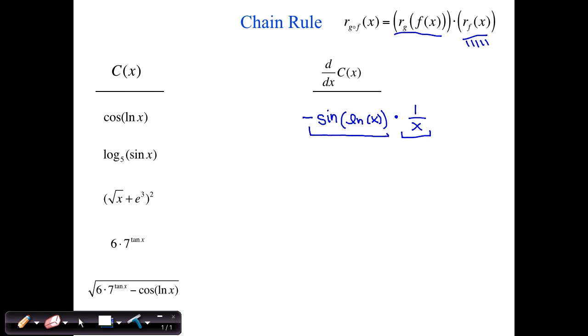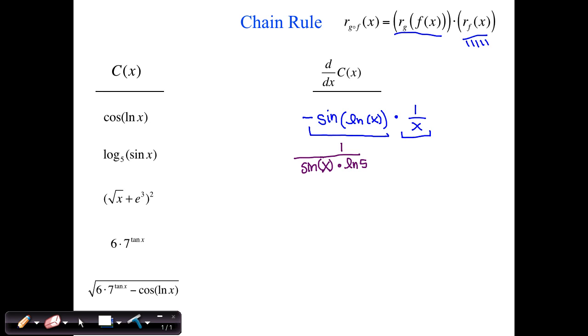So a log base 5 is a 1 over x times natural log of 5. If it was just log base 5 of x, this would be my answer. But it's not log base 5 of x. It's log base 5 of sine of x. Here.